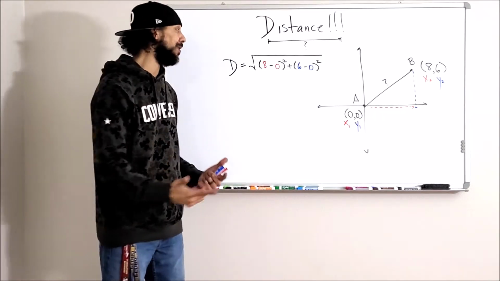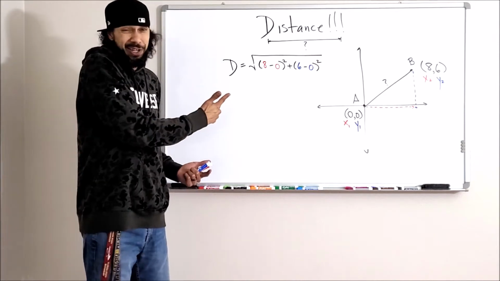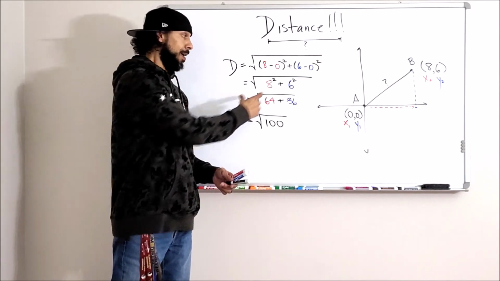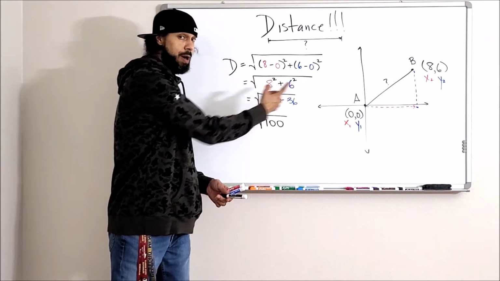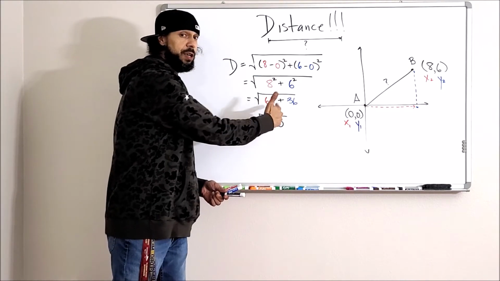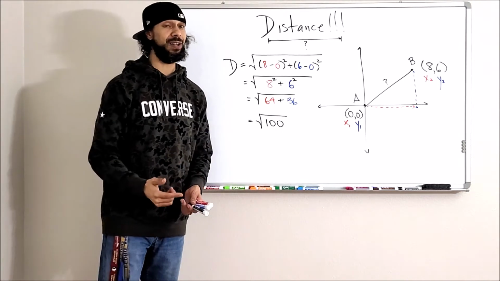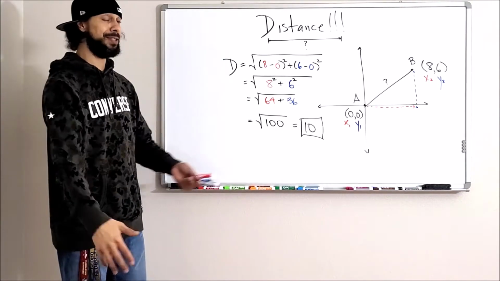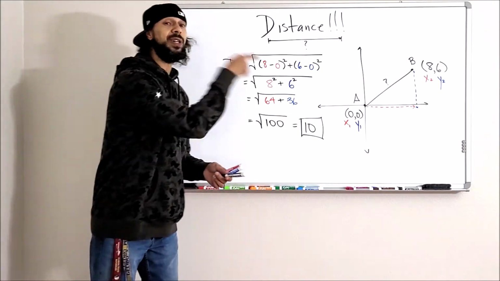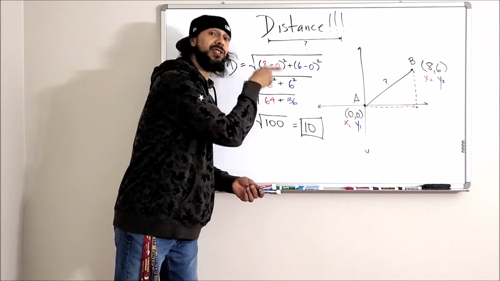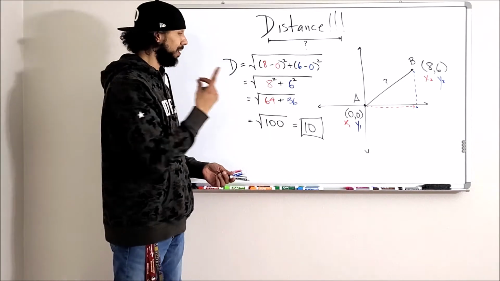All right, so here we go. Let's work out some arithmetic. We know how to do this. Exactly right. 8 squared plus 6 squared, 64 plus 36, 100. We know what the square root of 100 is. Bang! Exactly right. 10.